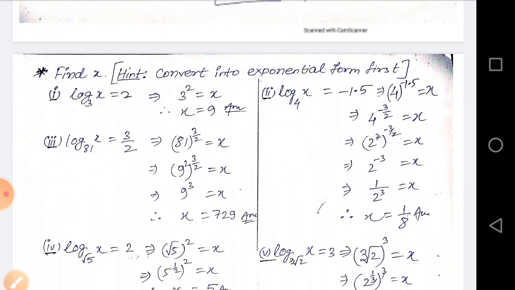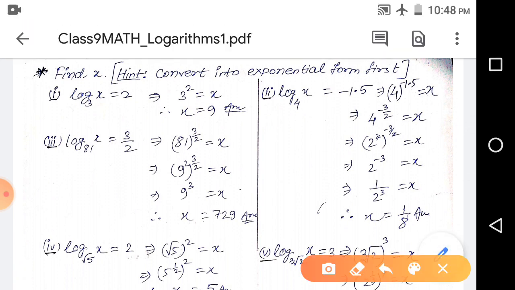Now come back to the next questions. Here we have to find x. So the hint is given here. First we convert those into exponential form. We have log base 3 of x equals 2. So 3 to the power 2 equals x. So x equals 3 squared, which is 9. So x equals 9. This is the answer.